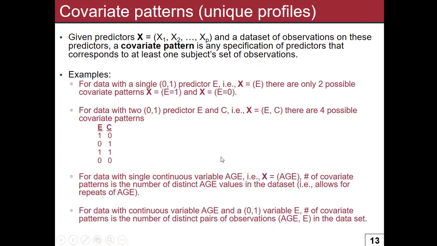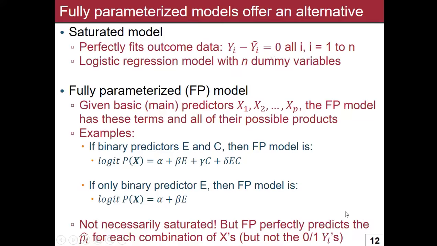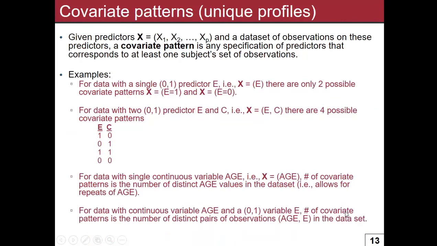So, what I mean by that is here. One thing that's important to think about is this idea of covariate patterns, which is all the combinations of values of your X variables that you can have. And this is what the fully parameterized model is going to predict well. It's going to predict the average for every pattern of covariates. SAS calls this thing unique profiles in the output.